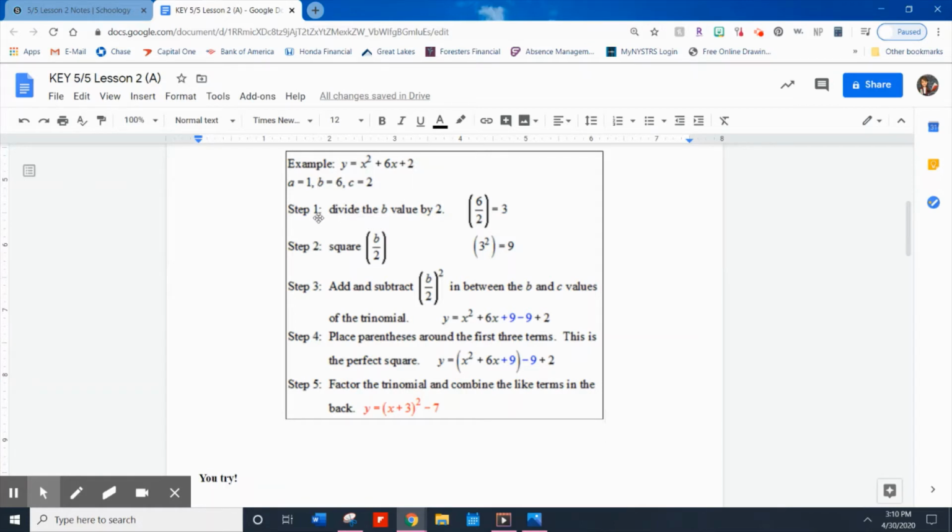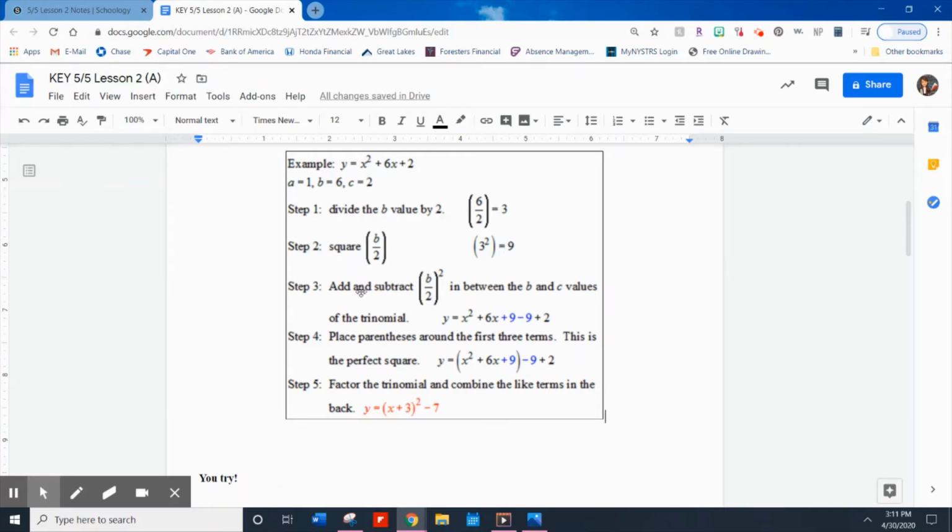Now, they didn't consider that a step, but I guess we'll just go off of their notes here. This is an image I found on Google. So it says step 1, divide the B value by 2. My B value I identified as 6, so I'm going to divide that by 2 and I get 3. My second step is to square whatever we got in step 1. So we got 3 in step 1, so we square that, and now we have 9.